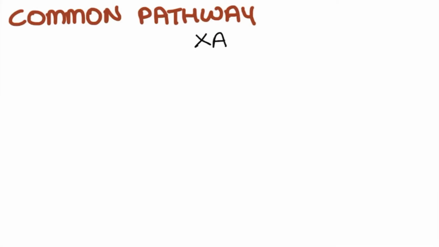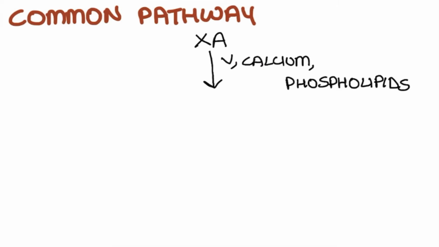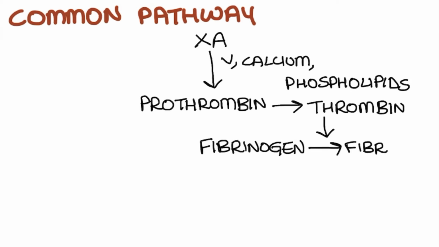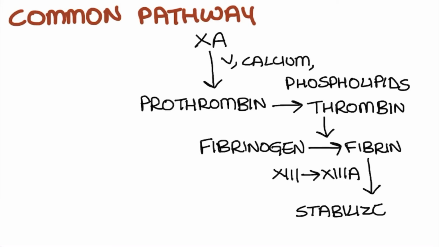Now begins the common pathway where active factor 10, that is 10A, joins with factor 5, calcium, and phospholipids to form prothrombin activator. This converts prothrombin to thrombin. Now thrombin converts fibrinogen to fibrin. Factor 13 strengthens and cross-links them. It gets activated to 13A. This stabilizes fibrin. Bleeding is finally controlled within short time.